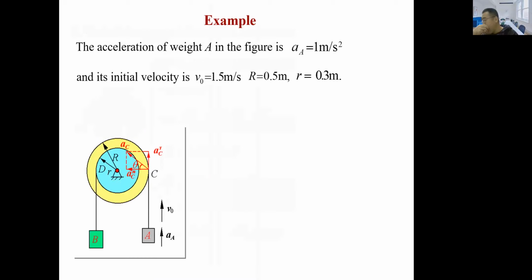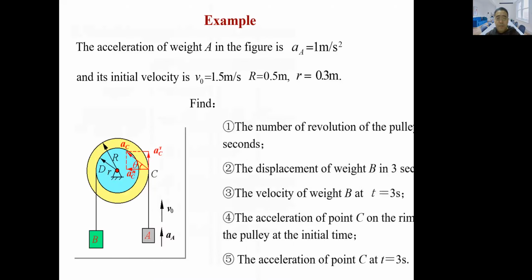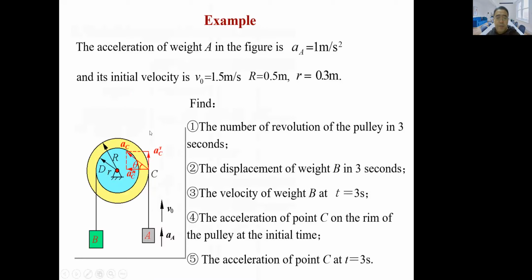Maybe we only have about 9 minutes, so we just have one example to talk about. You just listen to me, and maybe I will leave homework for you to finish. So let's see. It tells us the acceleration of weight A in the figure is AA, 1 meter per second squared, and its initial velocity V0 equals 1.5 meters per second.